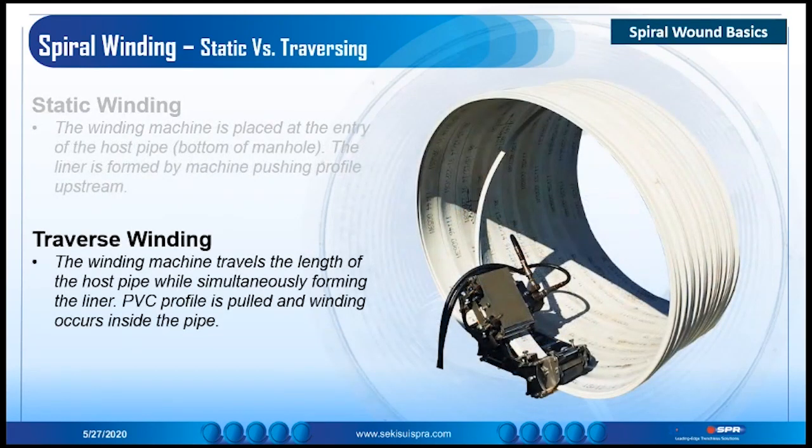The other method is traverse winding. During traverse winding, the equipment is set up inside of the entry of the line segment. The PVC profile is fed into the equipment. The equipment travels inside of the host pipe while pulling the material into place to form the liner. The use of static winding versus traverse winding is determined by the length, diameter, shape, and condition of the current host pipe.